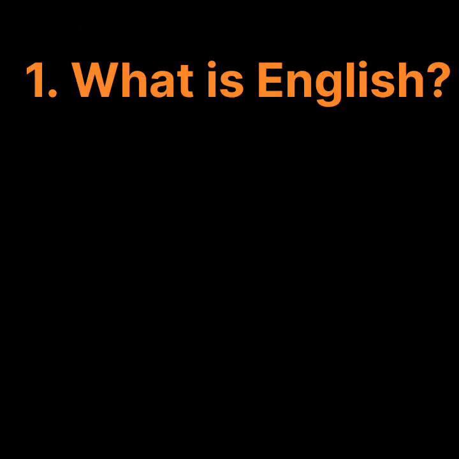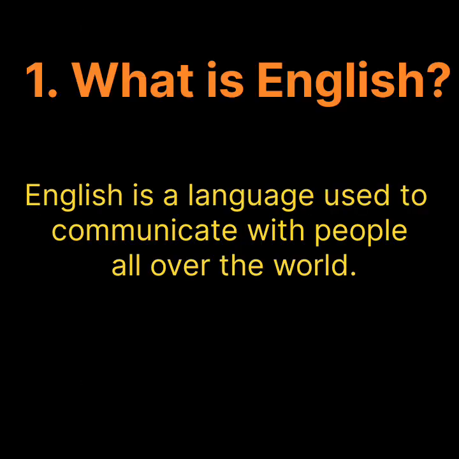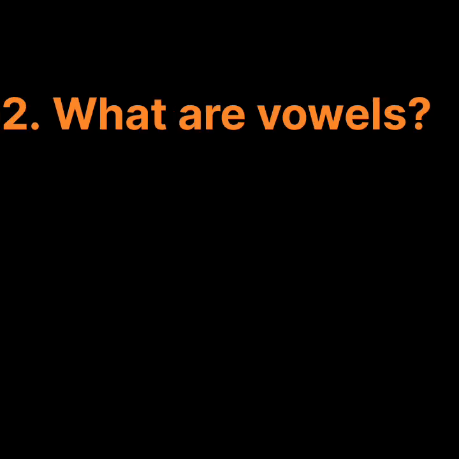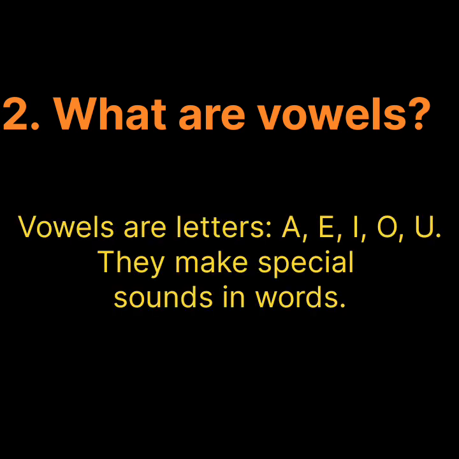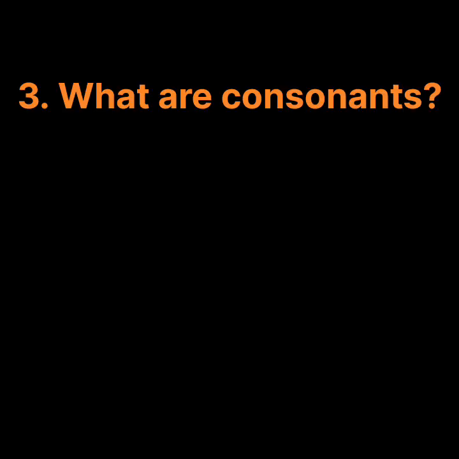First question is, what is English? English is a language used to communicate with people all over the world. What are vowels? Vowels are letters A, E, I, O, U. They make special sounds in words.